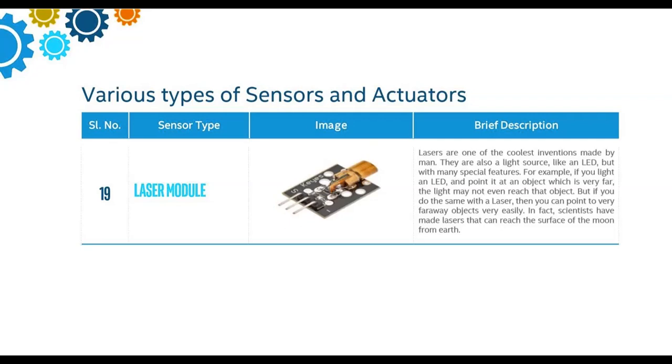But if you do the same with a laser, then it can be pointed at very far away objects, and it easily identifies that particular obstacle. In fact, scientists have made lasers that can reach the surface of the moon from earth itself. So this is nothing but one of the good inventions by man.